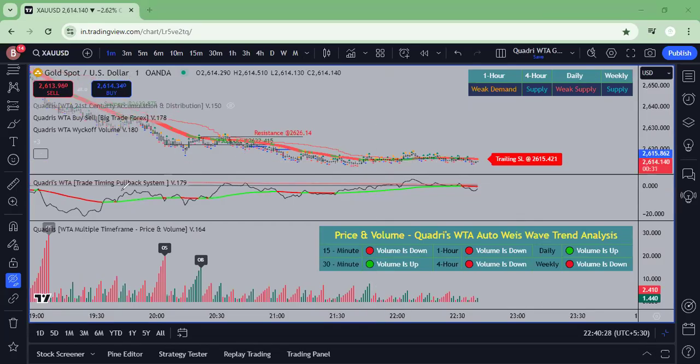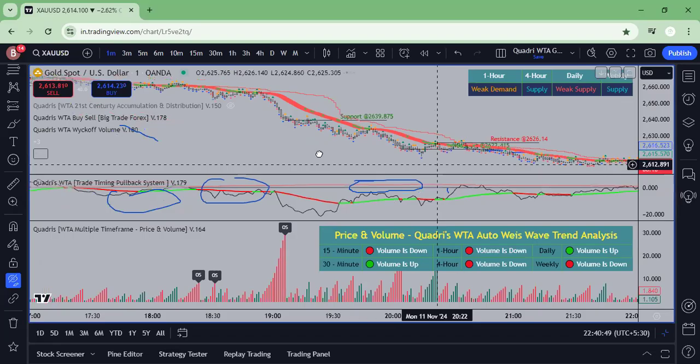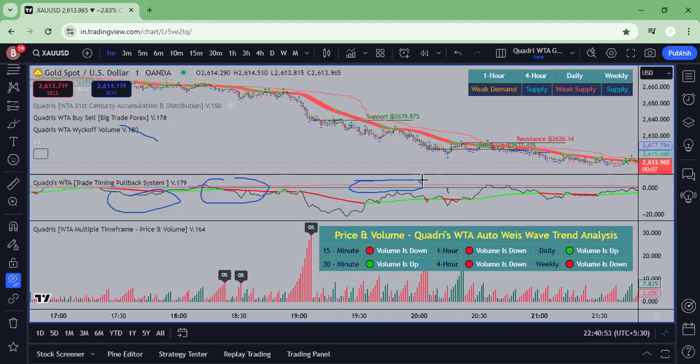Like I said earlier, version 179 pullback. When this kind of scenario is happening, with the green line below the zero line, then we should not get into a trade. Same case over here. So you will miss this opportunity, no problem. But when you get the opportunities, for example, look at this particular pullback.